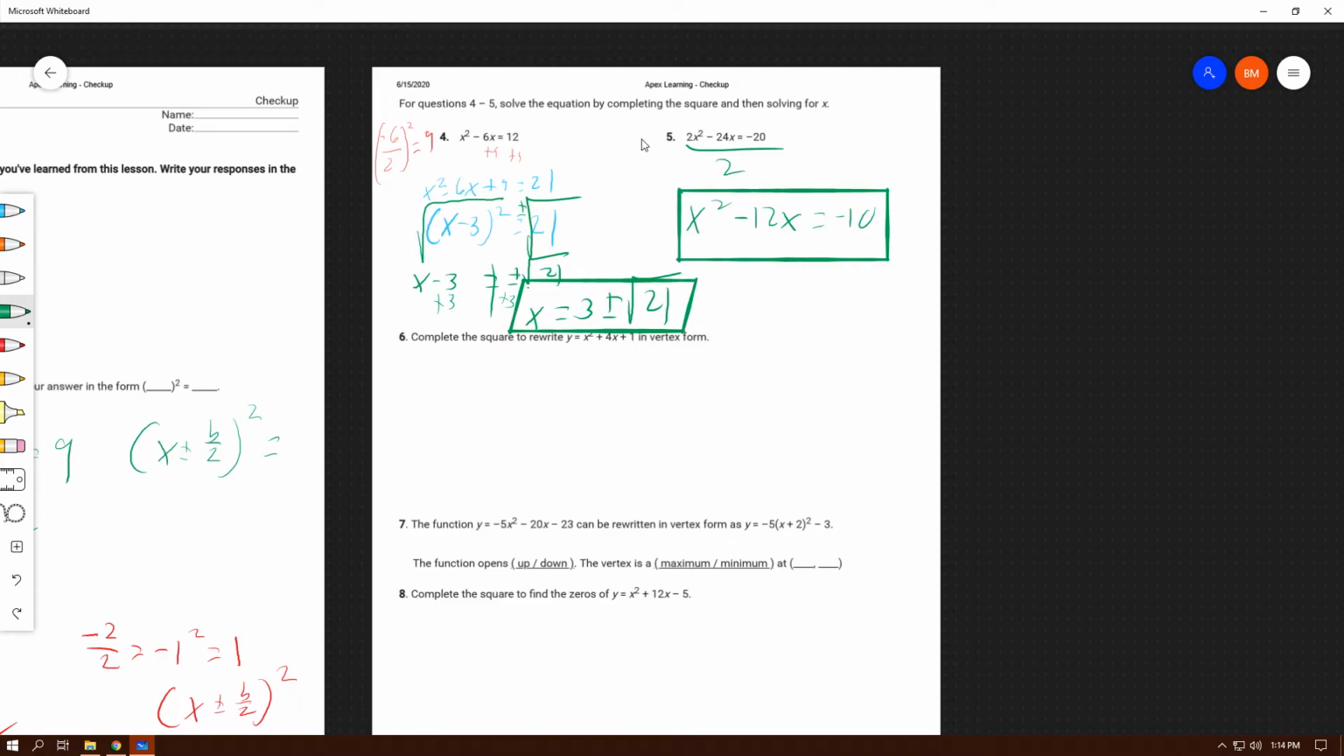And then I can go complete the square from there once I get it by itself. Alright, now vertex form is kind of what we've already been doing. So the first thing I'm going to do for this problem is subtract the 1 from both sides. So this is going to be y minus 1 equals x squared plus 4x.